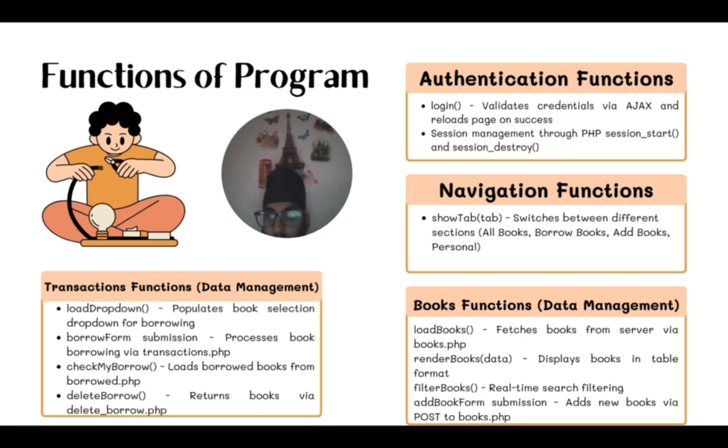Lastly is the transaction function. We have load dropdown, borrow form, check borrow, delete borrow, popular book selection, and dropdown forwarding. It processes book borrowing via transaction, loads borrowed books from borrow, and returns books via delete.